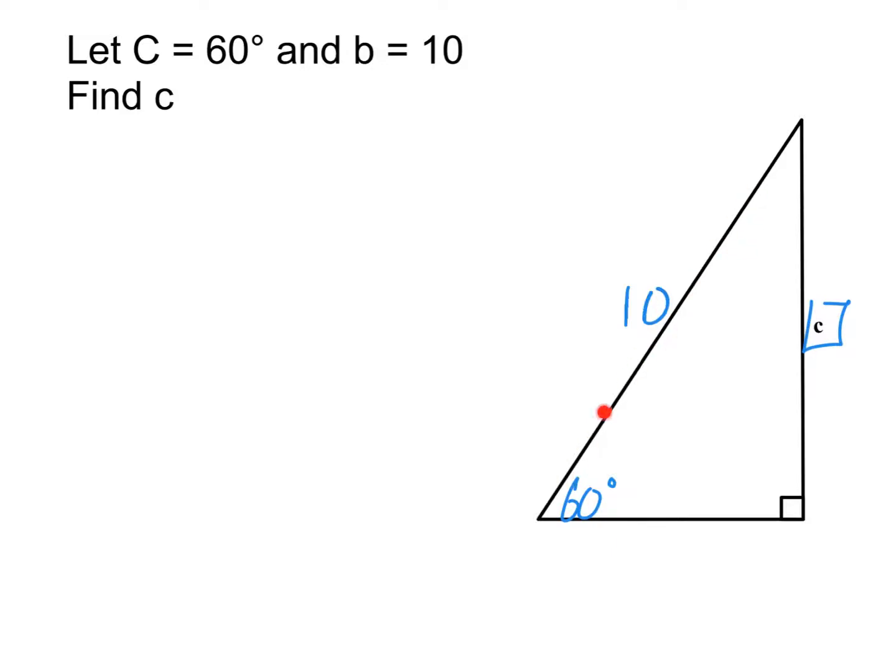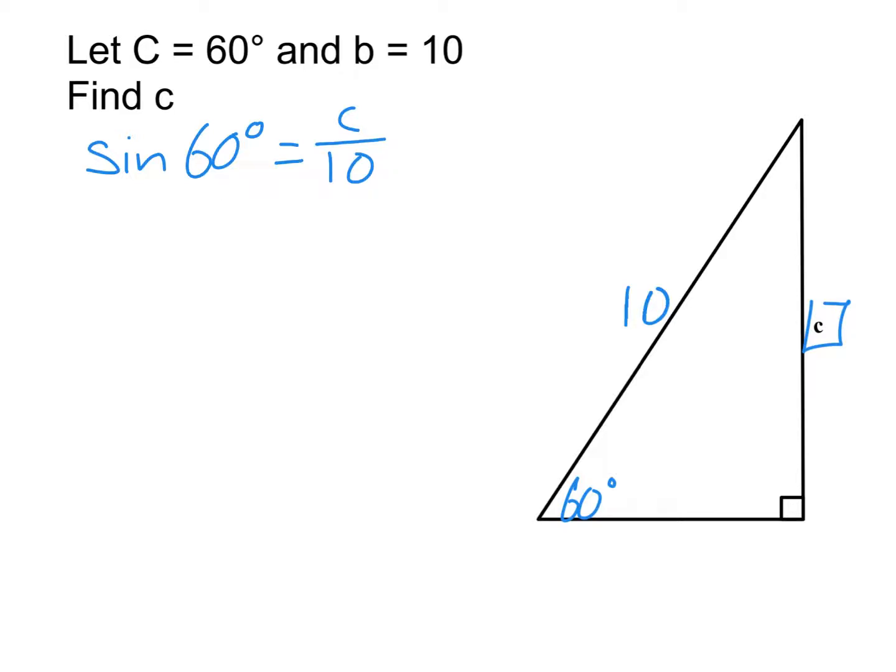So this side that's 10 units long, what do we call that side? Hypotenuse, absolutely. And what do we call the C side? Opposite. It is the opposite. And so which one involves the hypotenuse and the opposite? Sine. So it's got to be sine of 60 degrees. And it equals opposite over hypotenuse, so my opposite is C, my hypotenuse is 10, so C over 10.